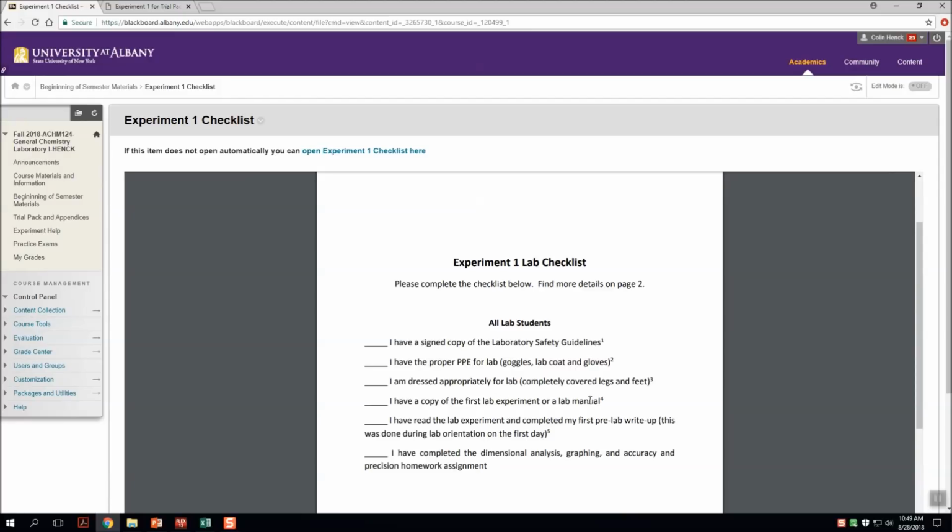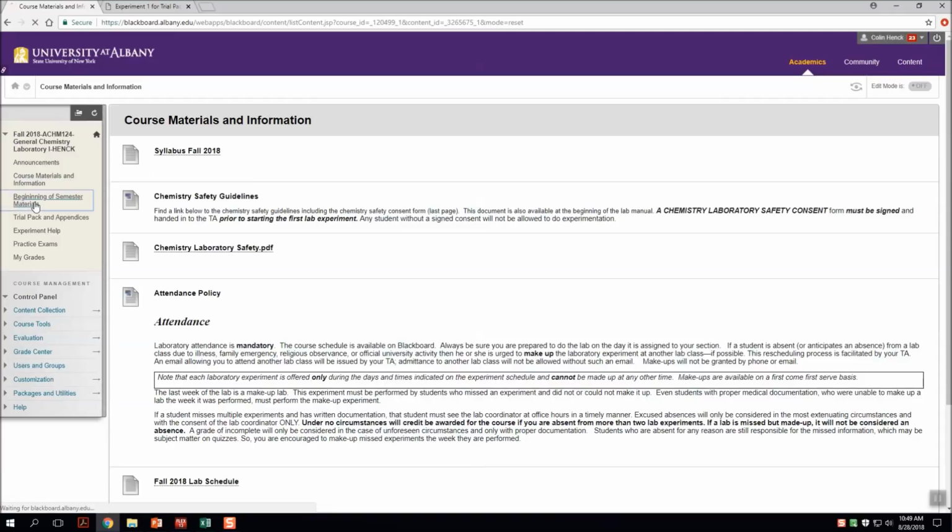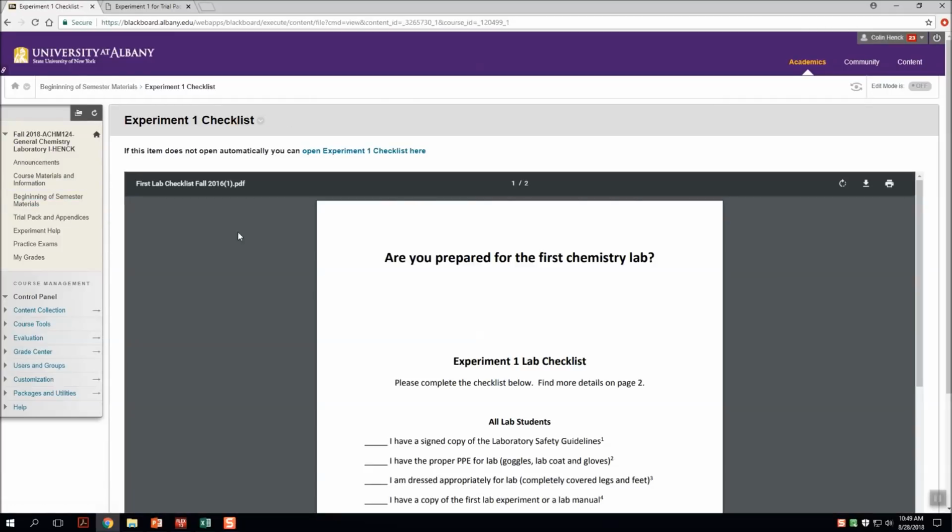If you don't want to get a copy of the lab manual right away, you can go to this trial pack and you can actually download Experiment 1 if you want to take a look at that. But I recommend you get a lab manual because you're going to need it anyway. Now I'm going to go back to the Experiment 1 checklist.